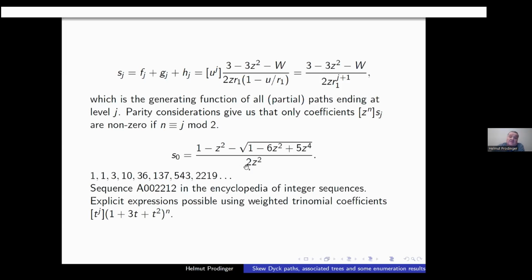And if you want something explicit, there is the following approach. If you think about Dyck paths, you can write them with Catalan numbers. But here you have to do something slightly different. You could use these coefficients, namely, instead of a binomial, you take 1 plus 3t plus t squared and the powers of this, and think about it expanded. These I might call weighted trinomial coefficients. And with them, one could write explicit expressions of all these quantities. I don't go further into that.